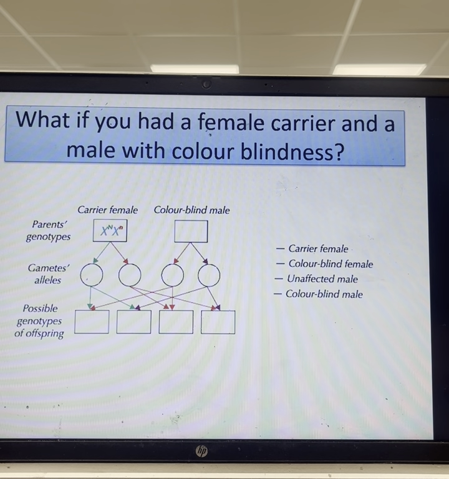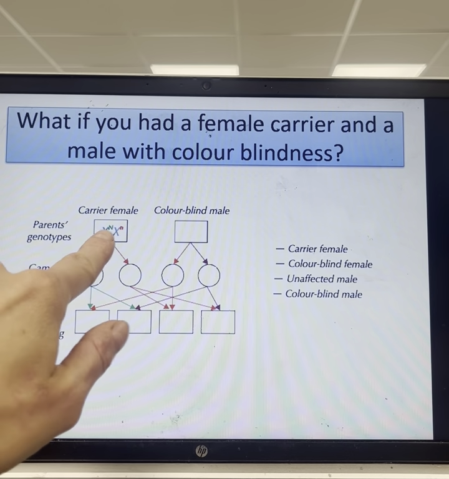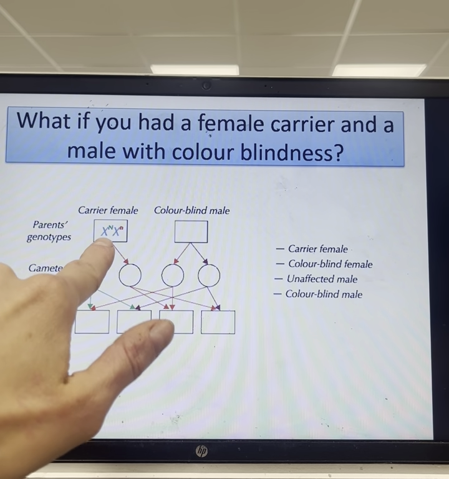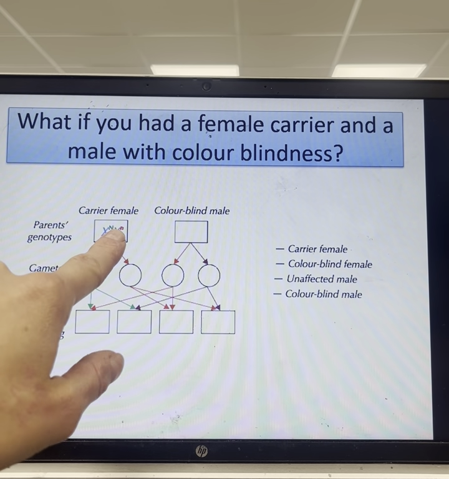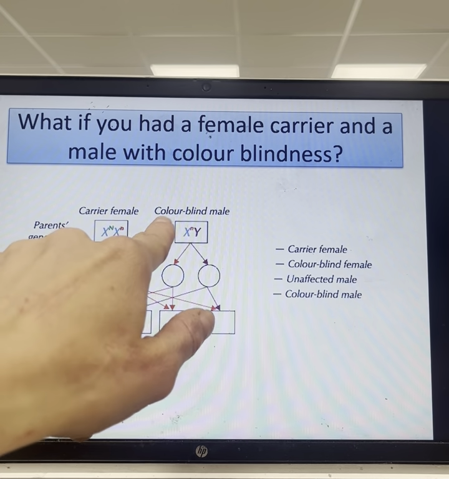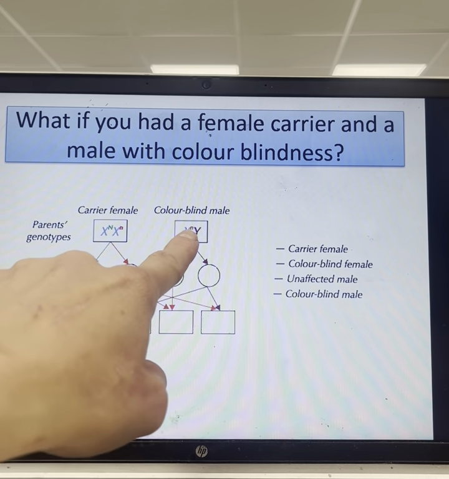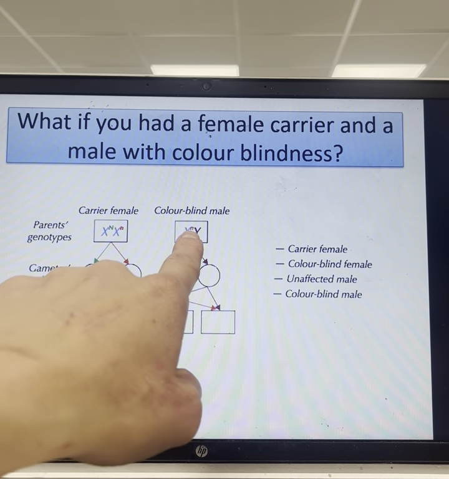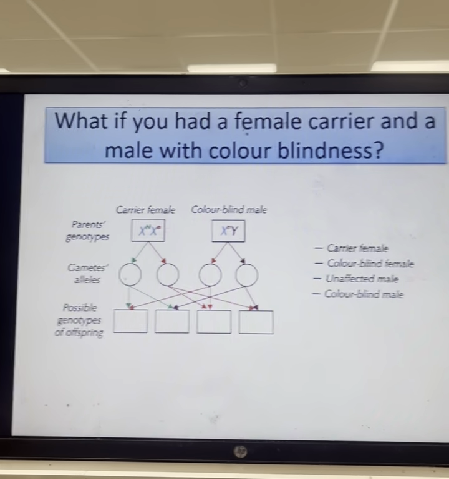But let's say, for example, you were told in an exam that you were having a look at colourblindness, you had a female carrier. From that moment, you know it's a heterozygous female. You know you've got your X's and you know you're going to have one dominant and one recessive. Colourblind male, it's colourblind, therefore you know you've only got one copy and it's one that has a mutation, so it's recessive.